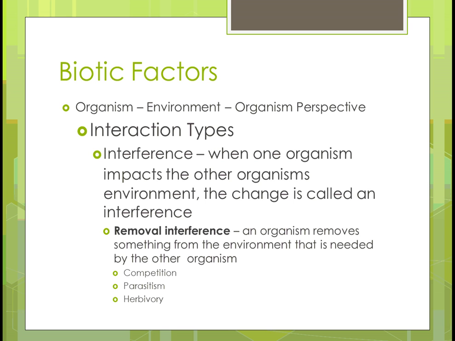For the interferences, when one is affecting the other one, for removal interference, an organism will remove something from the environment that is needed by the other organism. The three types of interferences that could be in this category are competition, parasitism, and herbivory. And herbivores are the animals that eat, like a good example is animals eating in a pasture, eating the grasses. That is a removal interference because they're taking the grass that was growing and they're eating it for their sustenance.